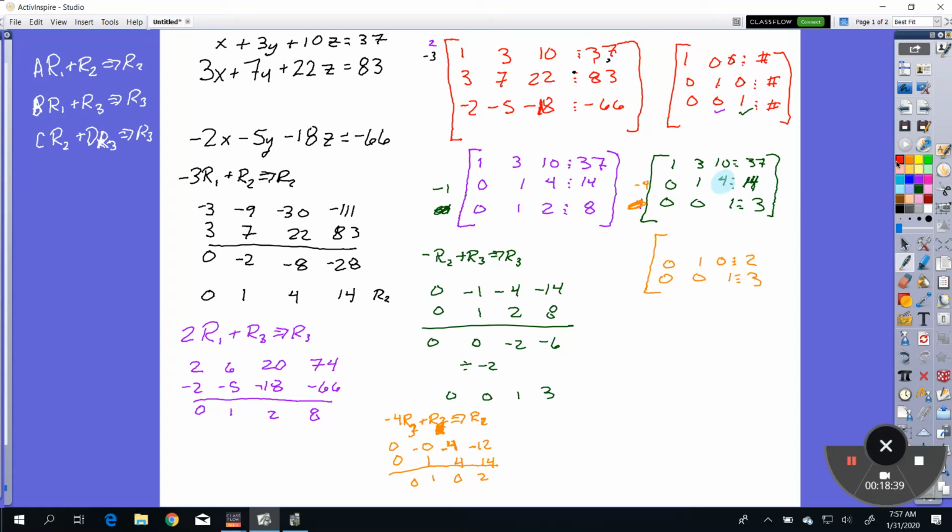So I am going to take this, and I'm going to go negative 10 times this bottom row, because I want this 10 on the top row to become a 0. So I'm going to write it right here. Negative 10 times row 3 plus row 1 to make a new row 1. So I have 0, 0, negative 10, negative 30, 1, 3, 10, 37. So that gives me 1, 3, 0, 7.